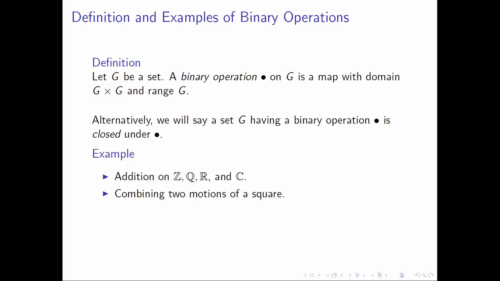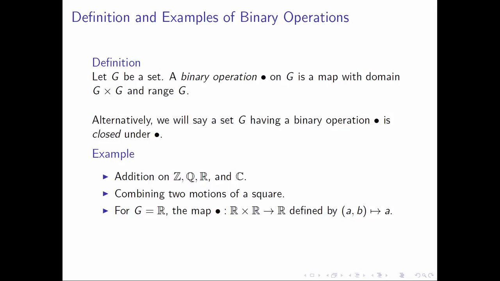And the binary operation of concatenating those two motions, almost like a function composition, or just combining those two motions at once, will give you another symmetry of the square. So, for example, if I first take a square and rotate it by 180 degrees and then flip it across a vertical axis of symmetry, I still have something that looks like a square after combining those two things together.